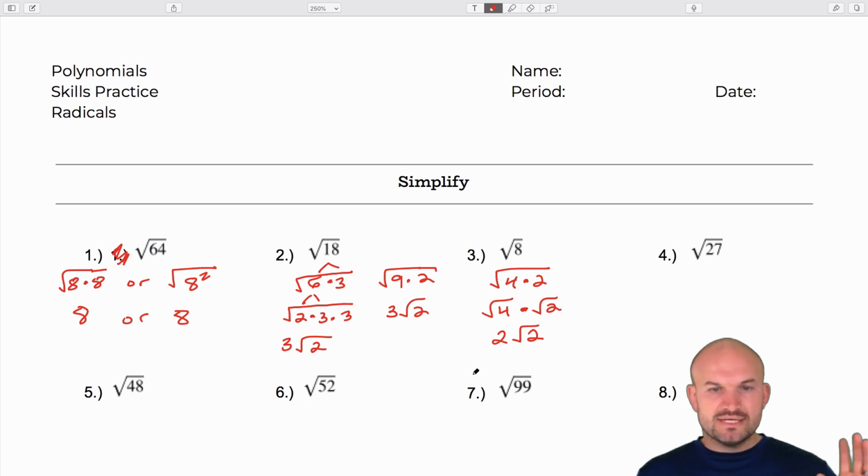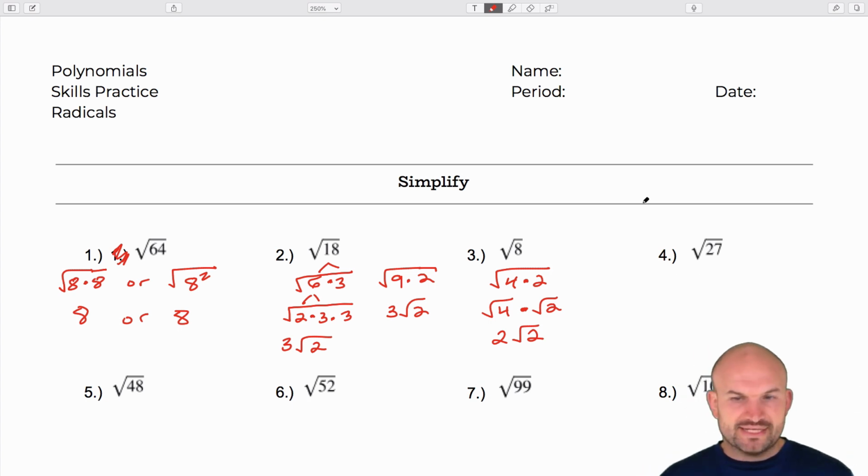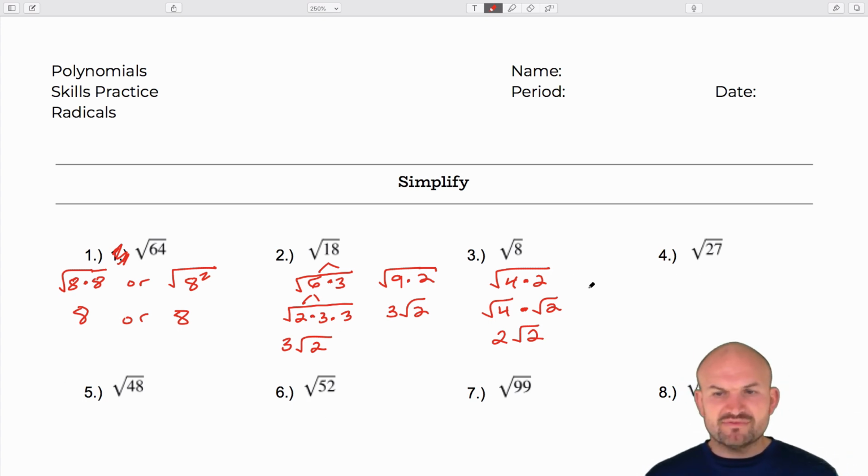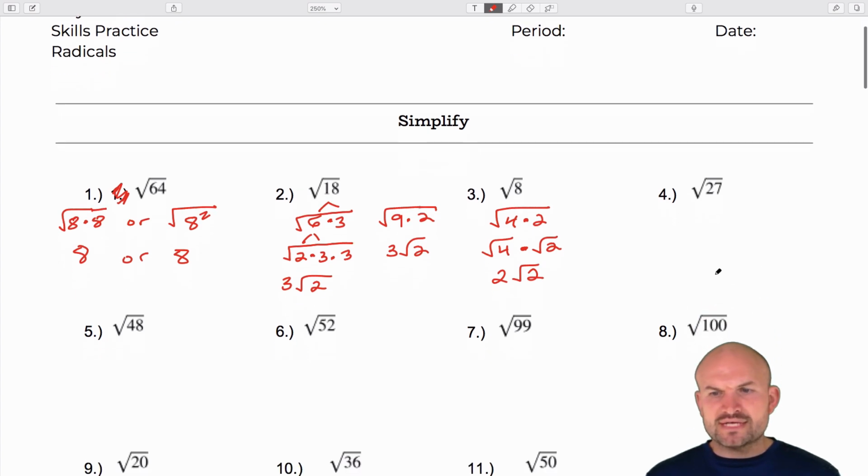Obviously, you could always pick a smaller square number, but that's just going to make you need to simplify it further. And I'll kind of work on that for at least question number 5, because I'll do that one one more time.